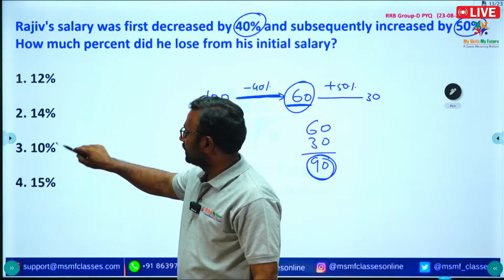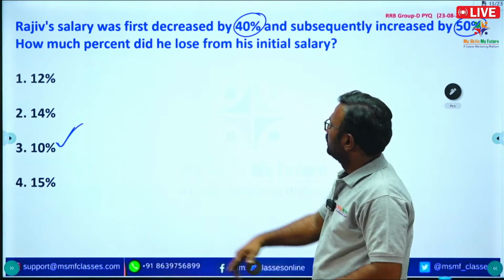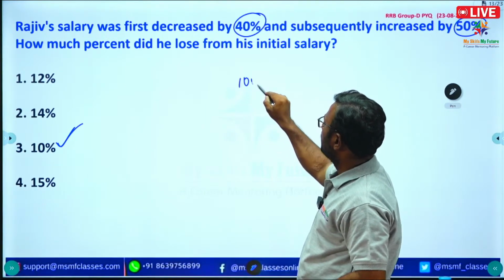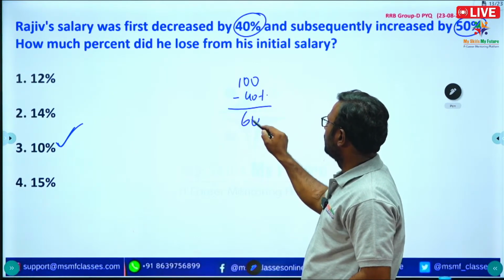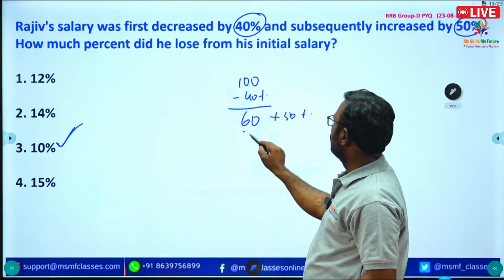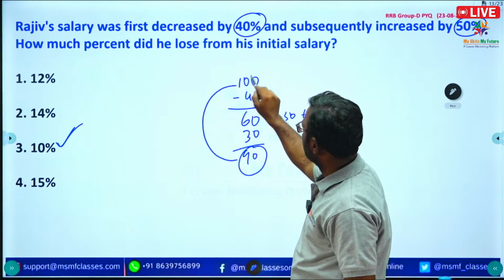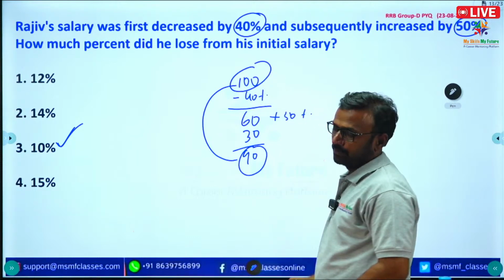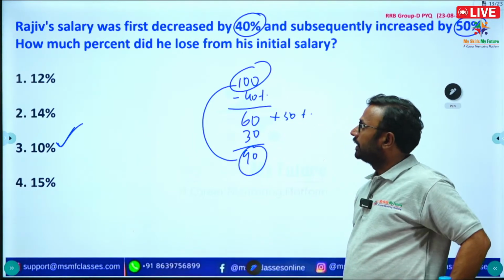Option 3 is correct. Okay, so once again see here. 100 is the initial salary, 40% decrease, the salary becomes 60. So just add 50% of this, so we get 90. What is the difference from here to here? The difference is 10. So 10% loss is there. Okay, right.